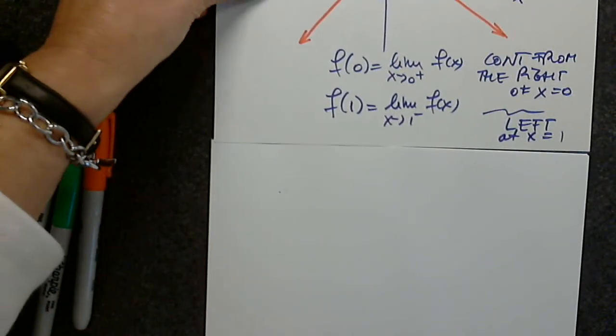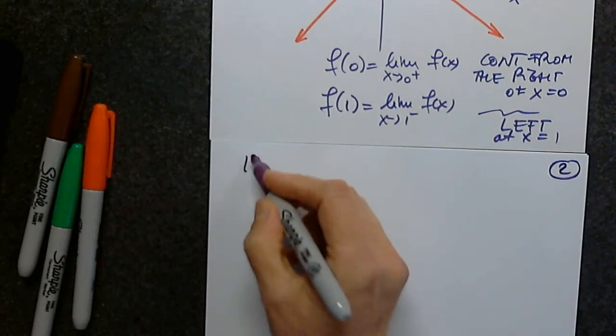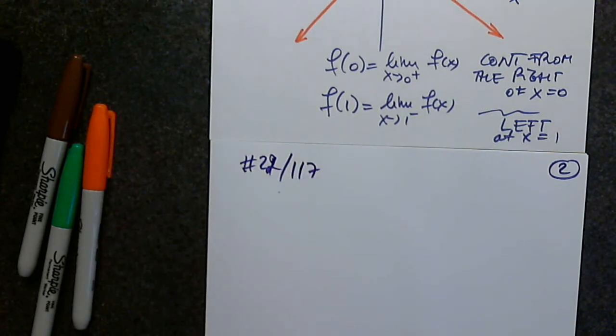Is there anything else? 22 on 117. Is it from the checklist? No. 117. 22, very good. Let's take a look.